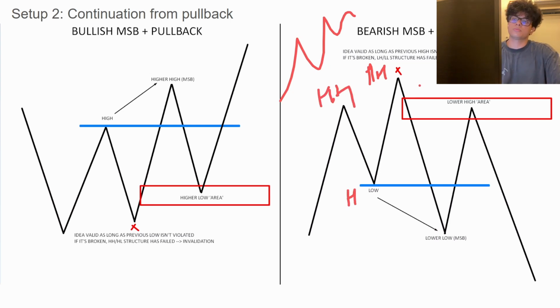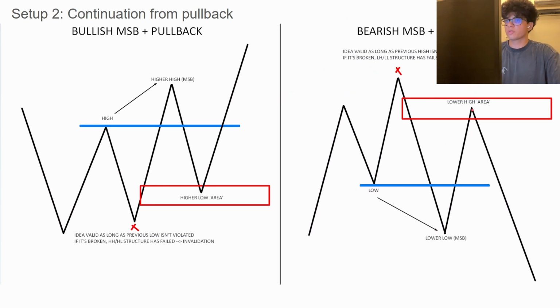This is a higher low. It fails to form a higher high. Right, it fails to form a higher high. It goes below this low, and you're like, oh, market structure has shifted. It's not an uptrend anymore. Wait for it to pull back.